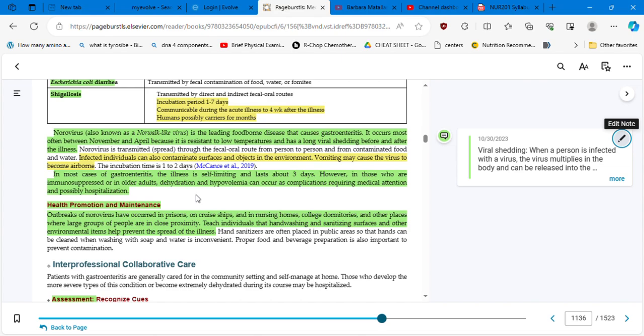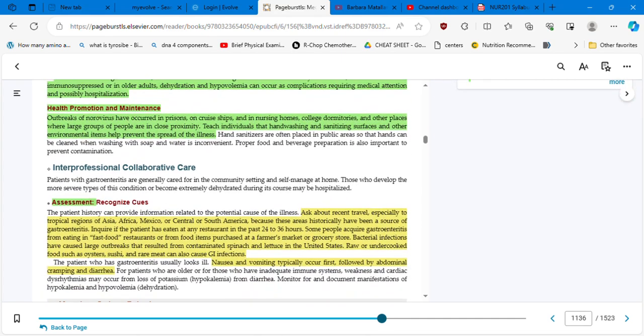In most cases of gastroenteritis, the illness is self-limiting and lasts about 3 days. However, in those who are immunosuppressed or in older adults, dehydration and hypovolemia can occur as complications requiring medical attention and possible hospitalization. Health promotion and maintenance.